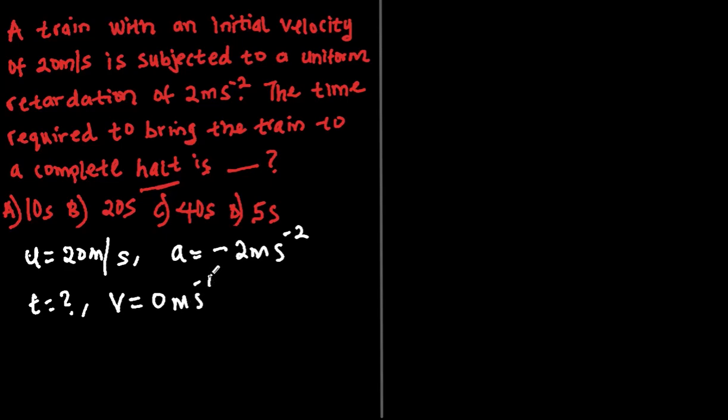That is final velocity. Now, which of our equations of motion has all these parameters? U, A, T, and V. Of course, it is this equation: V equals U plus AT. So let's plug in. V is 0, U is 20, plus acceleration is negative 2 multiplied by time, which is our unknown.